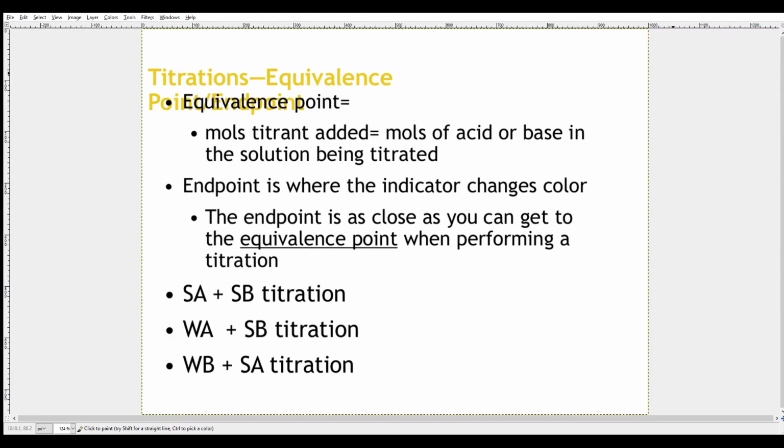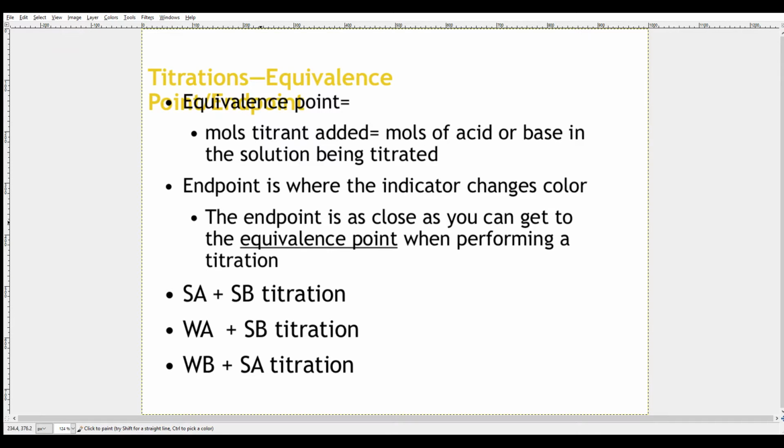All right, so this slide is a little hard to read. Titrations: equivalence point versus end point. We're going to talk about the difference between the two. We have the equivalence point first. Like we just said, it's when the moles of the titrant added are equal to the moles of the acid or base in the solution being titrated.